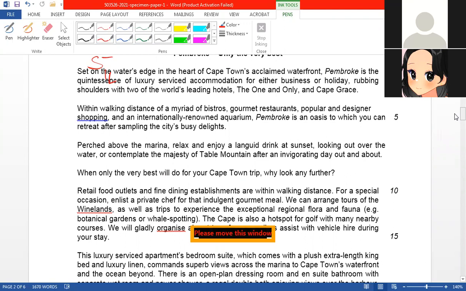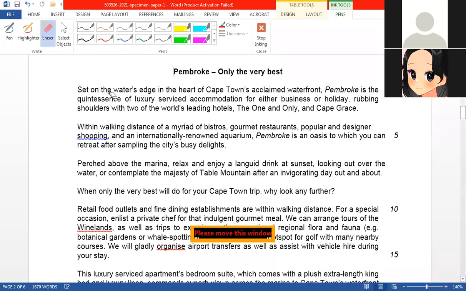Quickly, come on, it's a rapid fire round now. Give me answers. Do we see shorter paragraphs or longer paragraphs? Yes, Aisha, very good. Shorter paragraphs. Why is that so? Because it's reader friendly. Online, when people are reading, they understand better. This is their slogan: Pembroke, only the very best. Very best is what? Who is going to tell me?